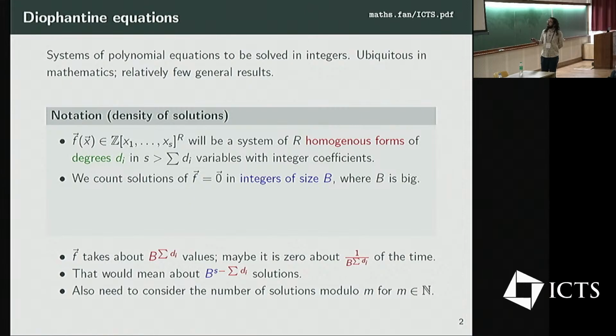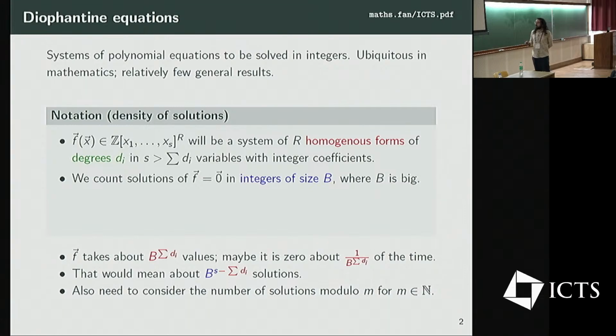Okay, and at least at first, we're going to look at forms with integer coefficients, although later on we're going to talk also about forms with real coefficients. So the system of equations then is f equals 0, a system of R equations in S variables. We're going to solve it in whole numbers, and those whole numbers are going to have size B. B is going to be a big parameter throughout the talk. Occasionally later on there's going to be some other parameter like a capital P or something, but B is always going to be a large number that tends to infinity.